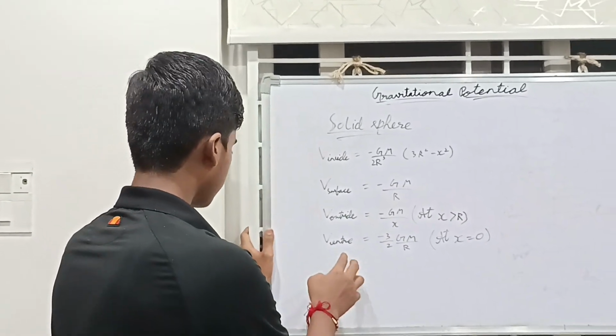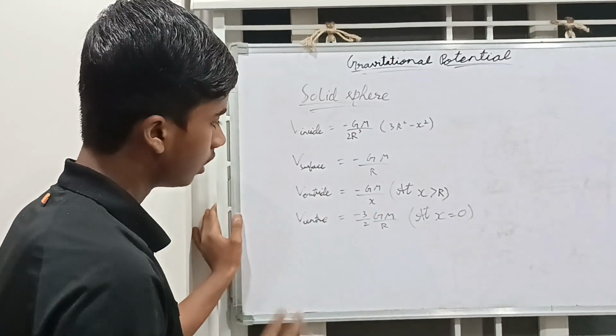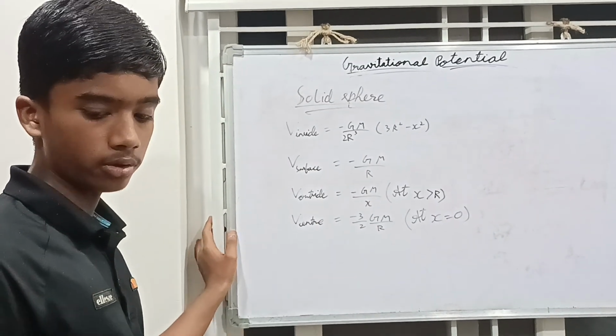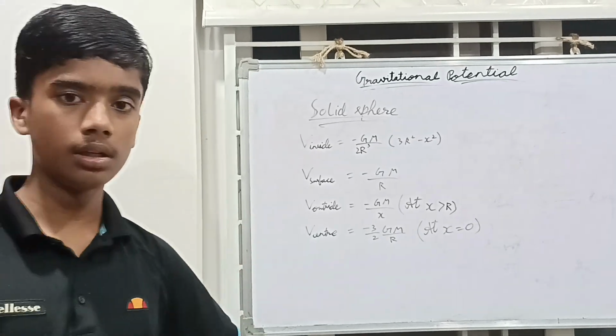And then the gravitational potential at center is equal to minus 3 by 2 Gm by capital R, at x equal to 0. Now this is the end of the day.